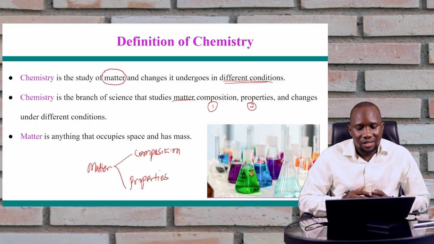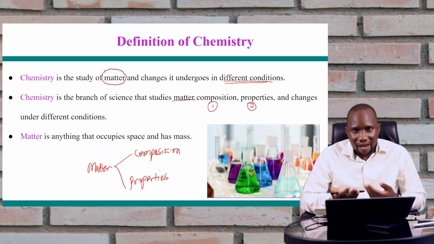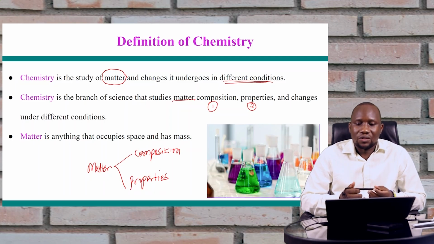So what happens? For example, let us use a simple example of water. What properties will water have when the temperature is 100 degrees centigrade? It will be boiling, isn't it? And what about when it is at 0 degrees centigrade? That's the freezing point. Okay, so it becomes ice, isn't it? Okay, so the behavior of matter under different conditions is what we study in chemistry. Okay, I hope that is very clear.